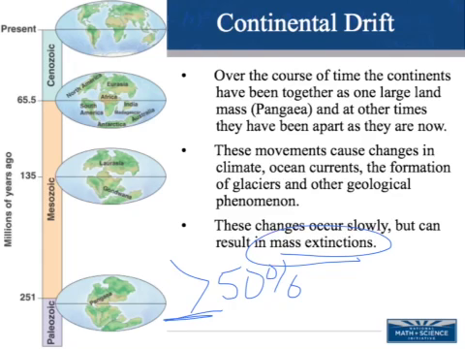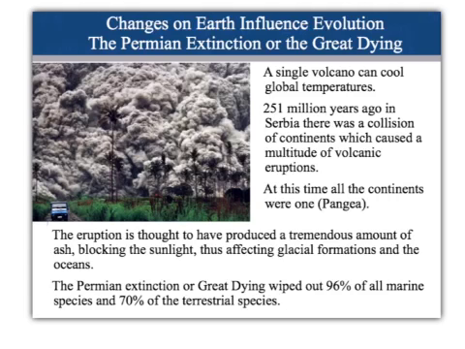So that includes animals, plants, 50% or more were eliminated, which is huge. Okay, so these were due to these shifts in the earth. One example of these mass extinctions is here, the Permian extinction.